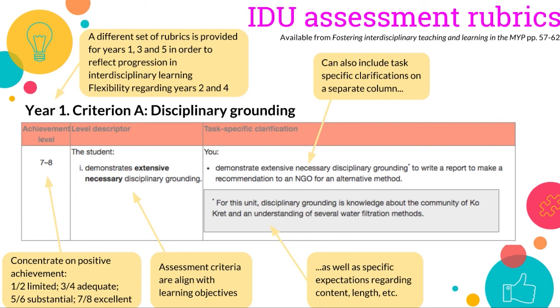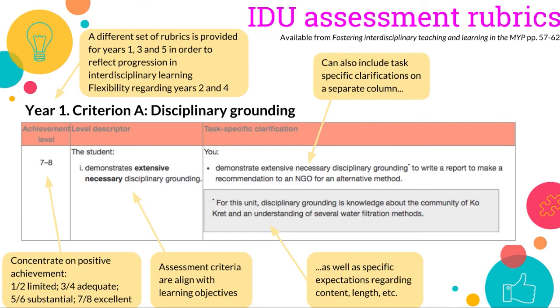As we have seen in the objectives, some of the descriptors remain the same, although obviously we have to adjust the expectations, but sometimes they are different. There is flexibility regarding Years 2 and 4, but remember that, as I mentioned, for the expectations for Year 2 you should be using rubrics of Year 3, and the same happens with Year 4. It is recommended that you use Year 5 rubrics.